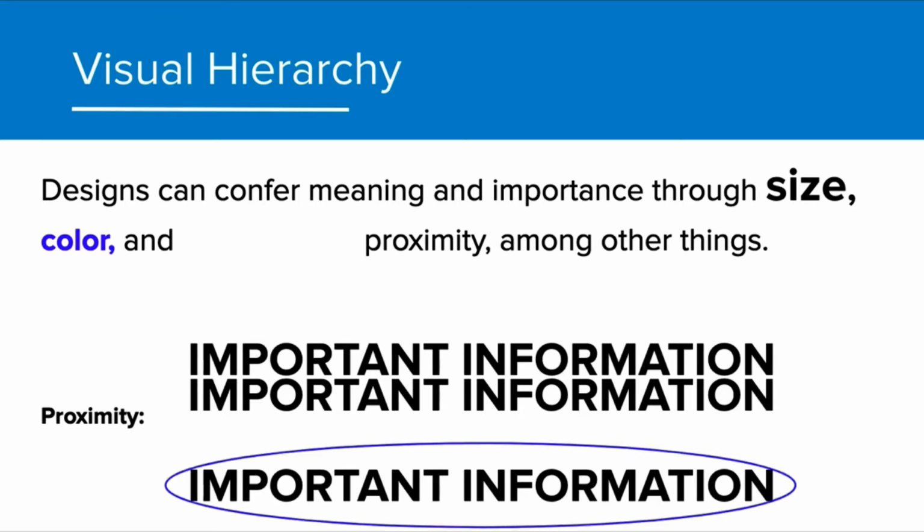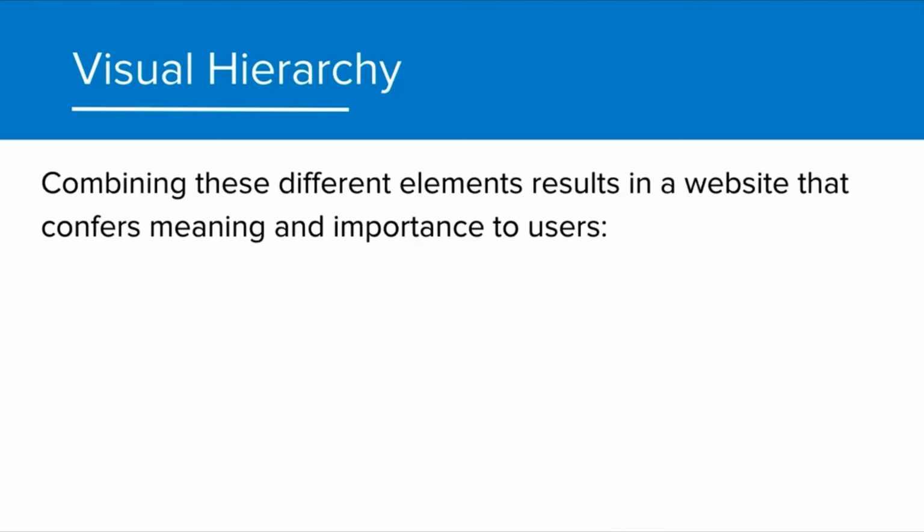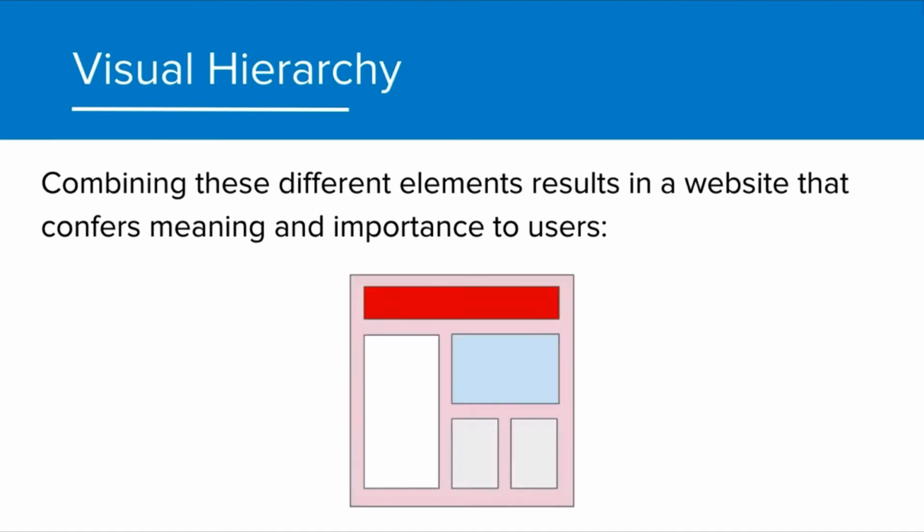The element that is given more space from the others is easier to read and decipher. If we want something to stand out and have meaning, separating it from other elements is an effective way to make sure users gravitate towards it. How we combine these different elements results in a website that confers meaning and importance to users. It's the choices that we make on each individual element that change how users interact with and understand our product.